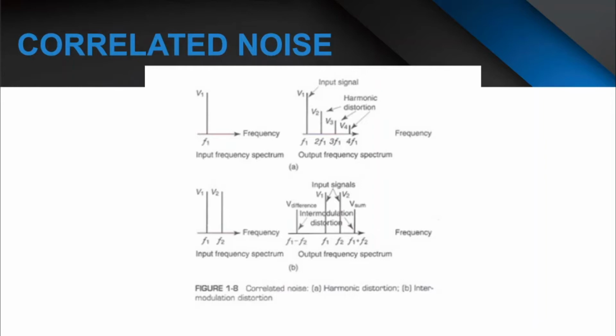So, dito sa figure na to, makikita yung correlated noise. Sa figure A, makikita ang harmonic distortion. At sa figure B naman, makikita ang output frequency spectrum ng intermodulation distortion. Ayan.